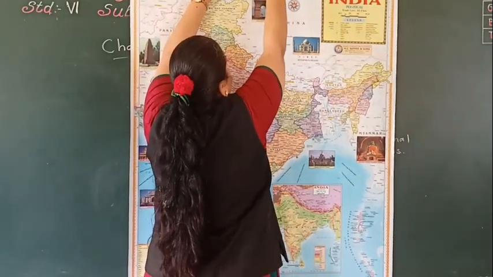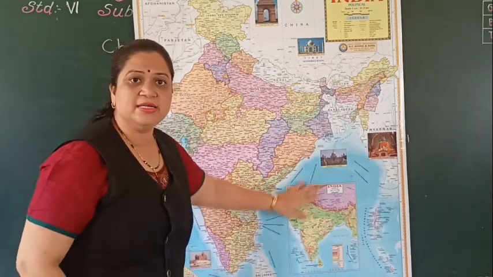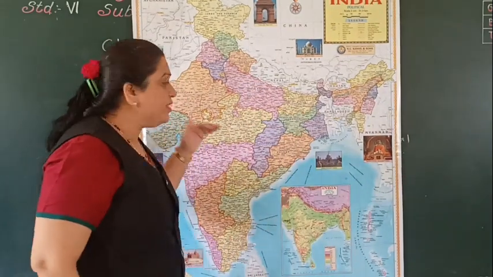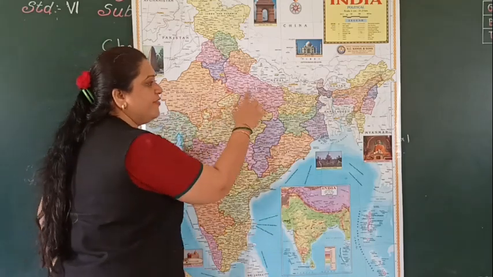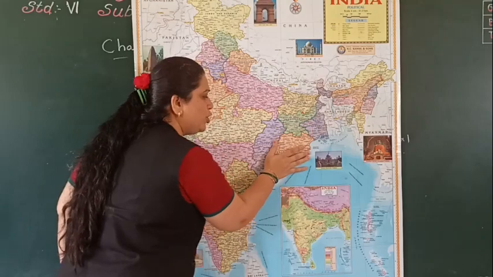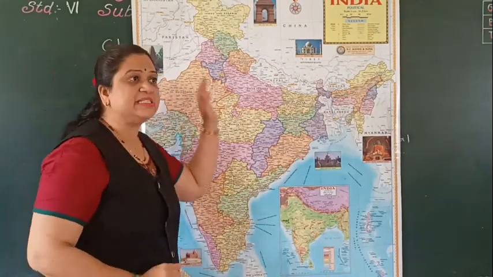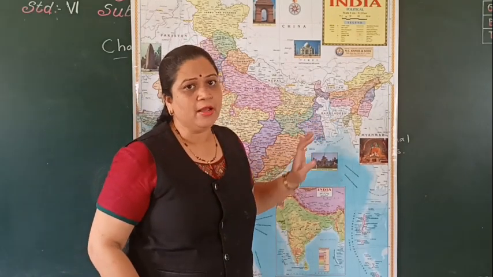Now children, when you see the map at a glance, you can see the different colors are used, and when you study in detail, when you see very minutely, you will see the different signs are used on the map. That is, the different signs and symbols are used to locate the different places.